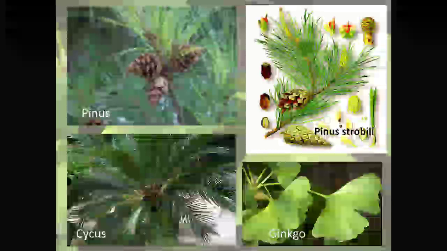And ginkgo plant. Ginkgo is a very ancient plant, Ginkgo biloba, a very important plant. Seeds are there and very huge leaves are found in this plant. This is the Ginkgo biloba plant. You can see here a very huge leaf as well as a seed or cone, Ginkgo biloba.